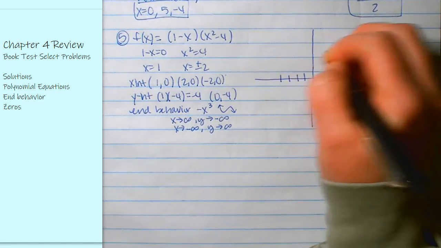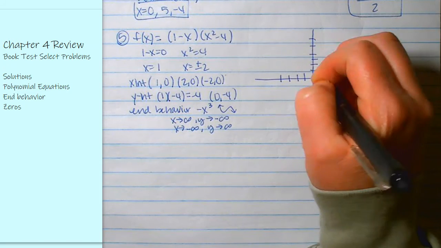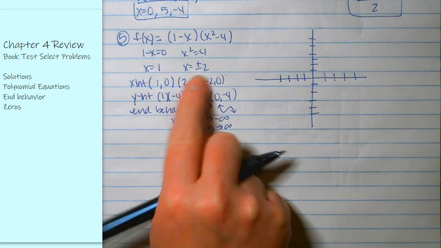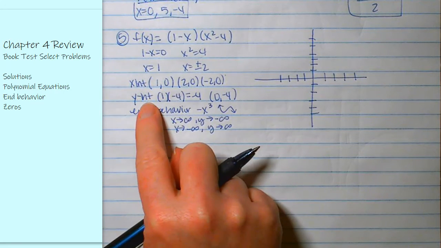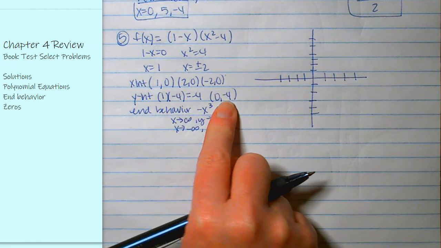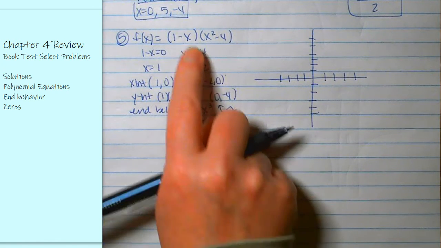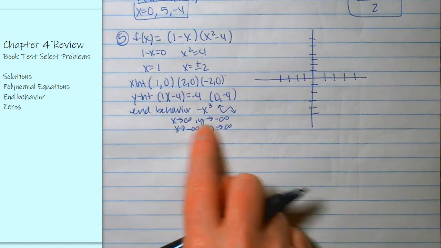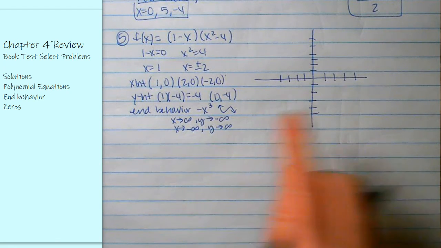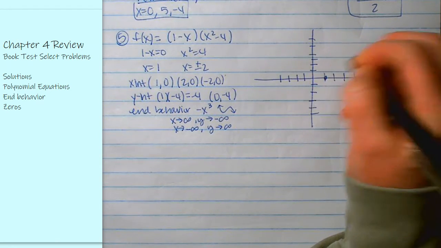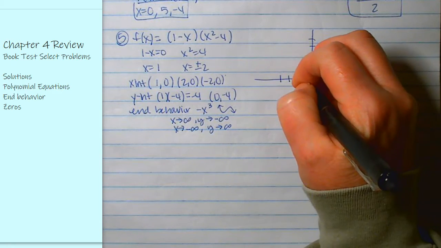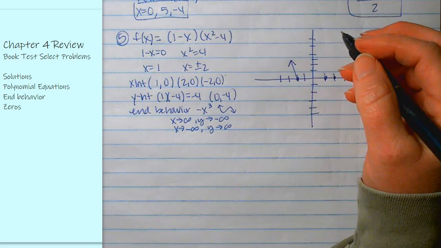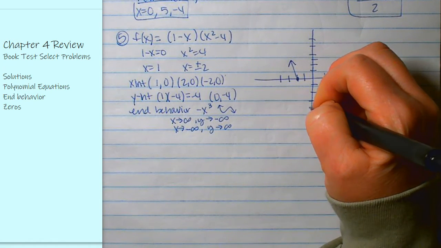So for number 5, we are supposed to find all of these various things. X-intercepts, solving, we got 1 and plus or minus 2, so that makes 3 x-intercepts. Plug in 0, we get the y-intercept. In end behavior, negative x cubed, because negative x times x squared is negative x cubed. That means it looks like this. We can write the end behavior in math terms, and then we're going to plot everything. So I've got (1, 0), (2, 0), (-2, 0), end behavior here, and then I've got a y-intercept of negative 4: 1, 2, 3, 4.